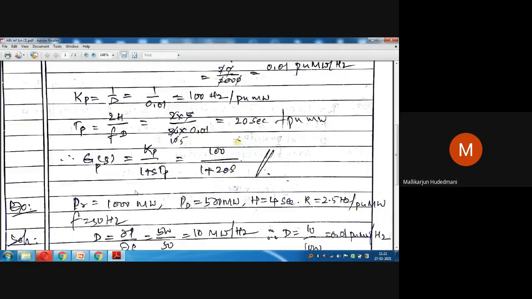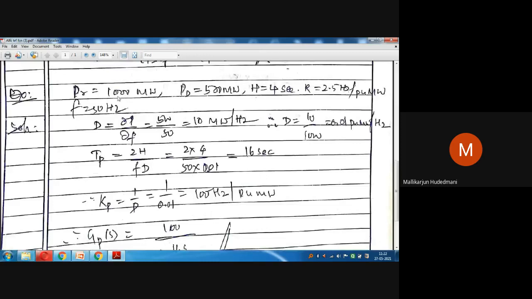Similarly, here is another example I have just made. P rated 1000, demand 500, H I made 4, R I made 2.5 hertz per PU megawatt. And you can calculate. Dou P by dou F, 500 divided by 50, is 10 megawatt per hertz. Divided by the power of the plant, it becomes 0.01 PU megawatt per hertz. Then Tp and Kp calculation. Tp is 2H by FD, 2 into 4 divided by 50 into 0.01, which is 16 seconds. And Kp is 1 by D, which becomes 100. So this is the plant equation.